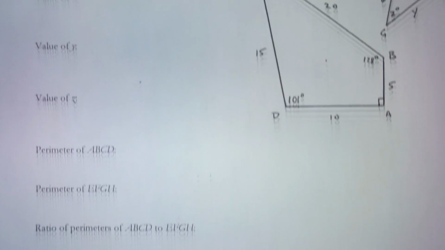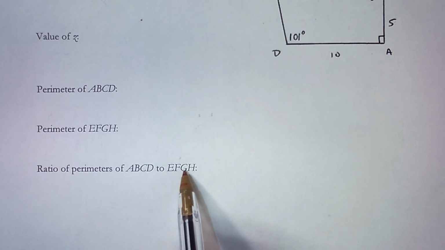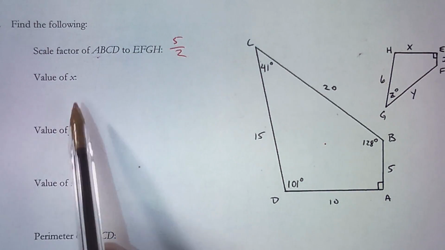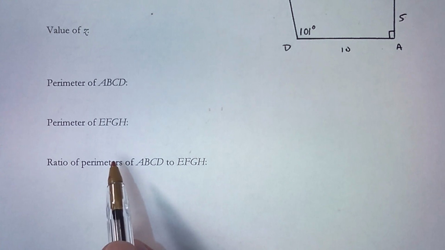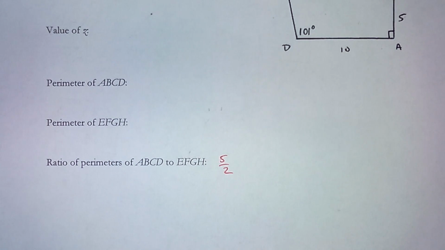Now let's go way down to the bottom. The ratio of perimeters ABCD to EFGH. All right, a little secret just between you and me. The scale factor is exactly the same as the ratio of perimeters. So this is going to have to be 5 over 2.